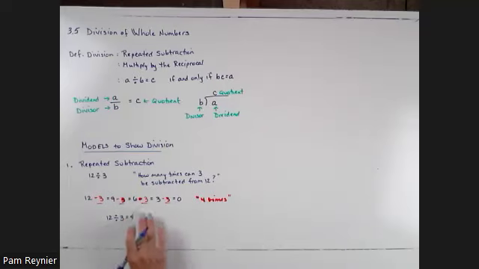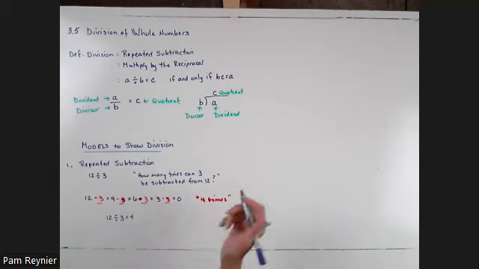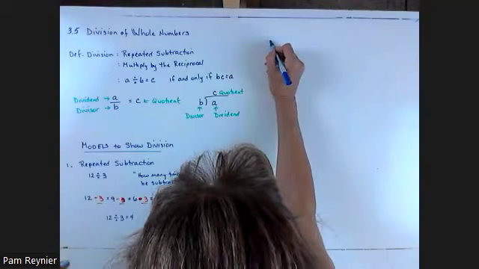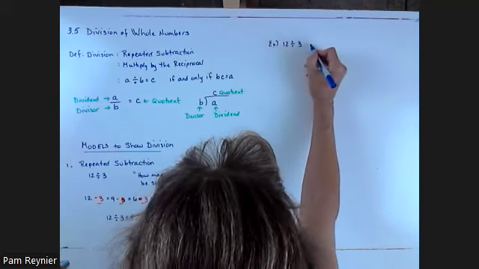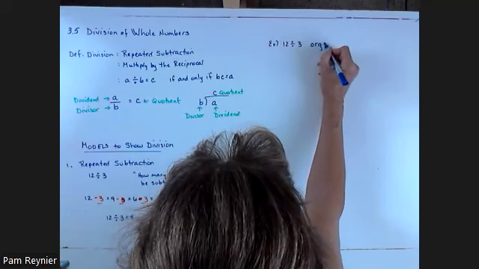Now, if you don't like working across, we can do the same thing, but we can organize it as a tree. So I'm going to do the same problem, but I'm going to organize it visually a little bit different. Same example, 12 divided by 3, organized as a tree.